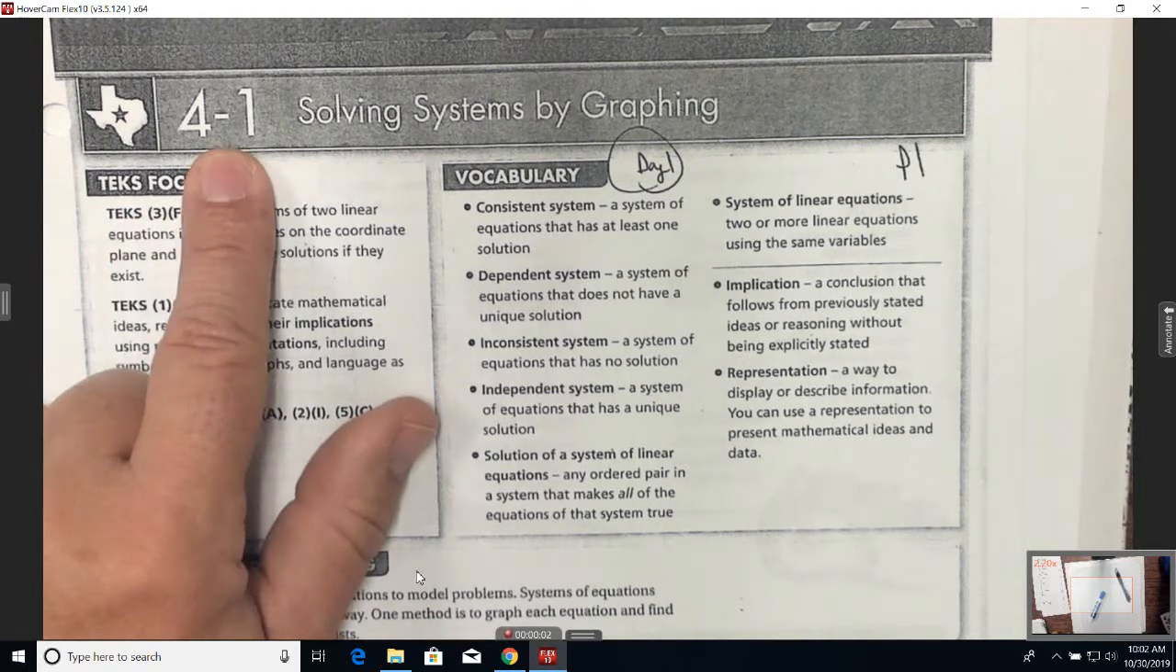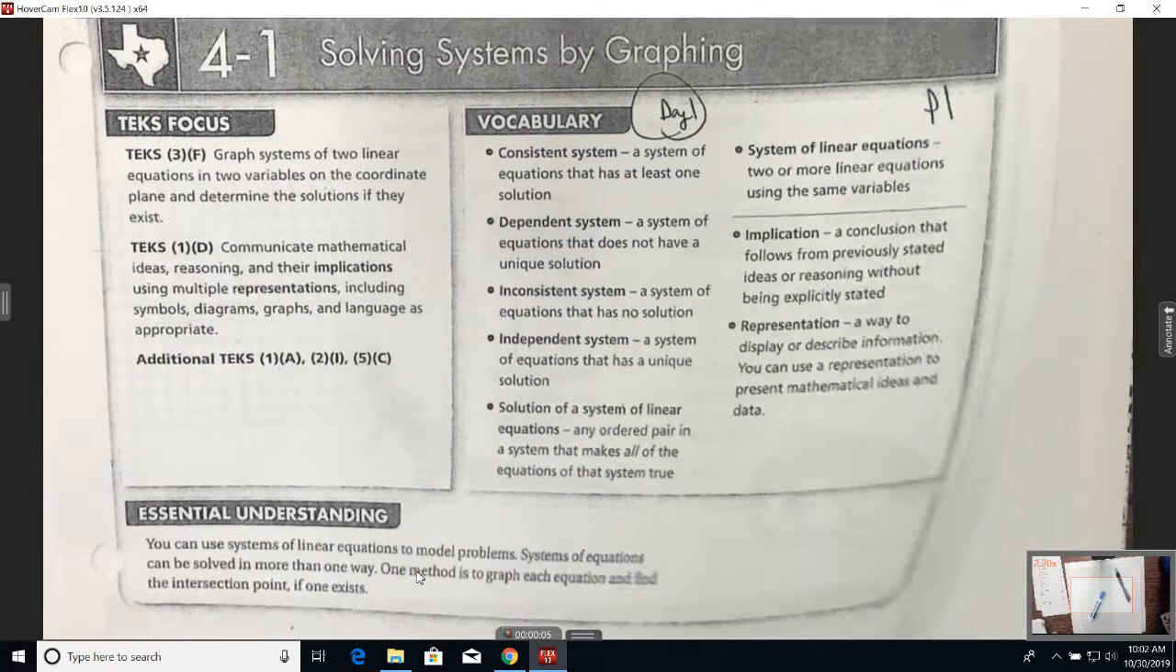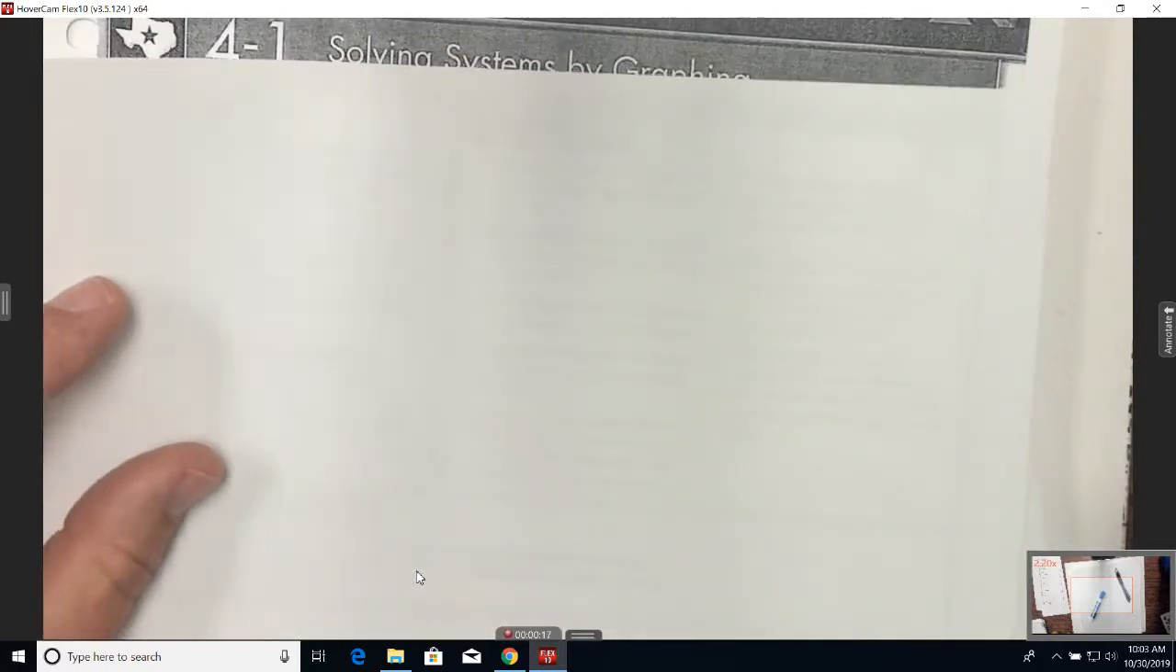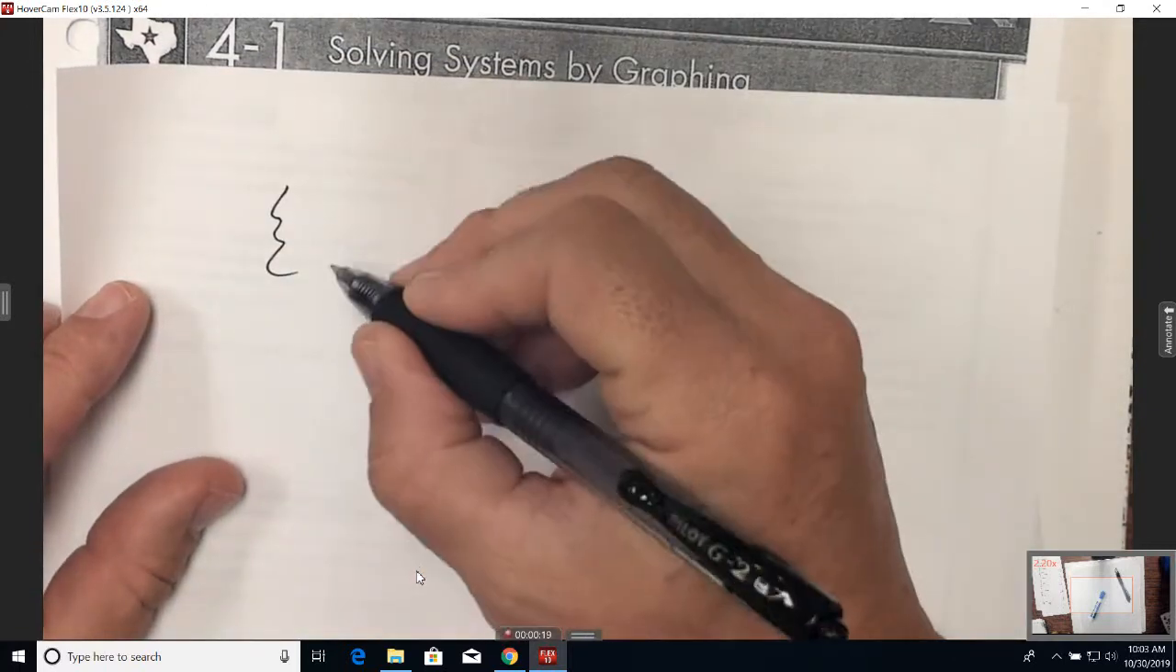All right, so we're on lesson 4, solving systems by graphing. First of all, what is a system of equations? We didn't get them. So a system of equations is nothing more than two or more equations that are linked together through braces.